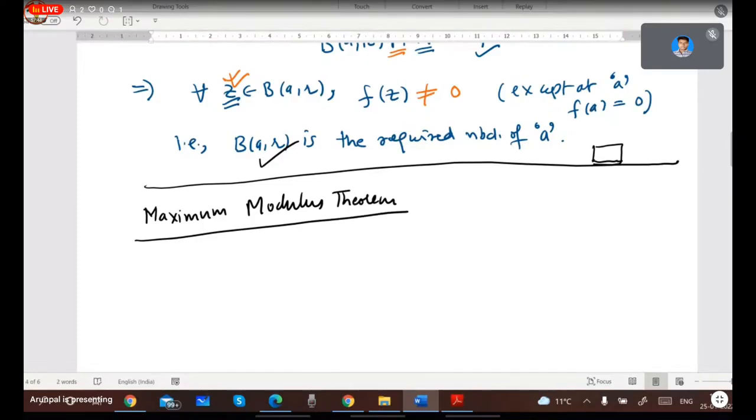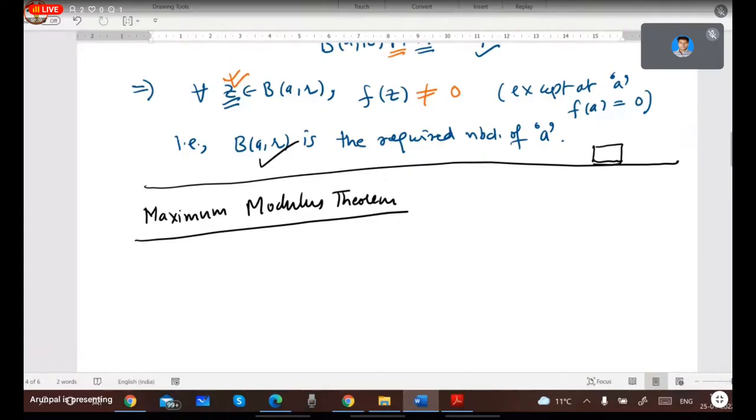So, class, the maximum modulus theorem primarily tells us that if you have an analytic function, and suppose there exists some point in the domain such that the maximum of the analytic function is obtained at that point. It means, simply I am saying that suppose you have an analytic function and its maximum is attainable, then this result says that the function has to be constant.